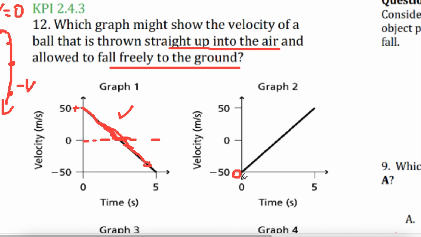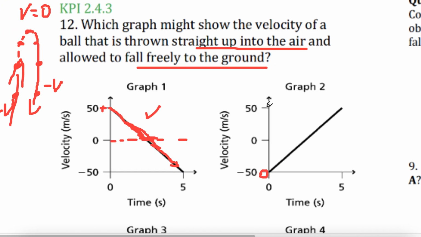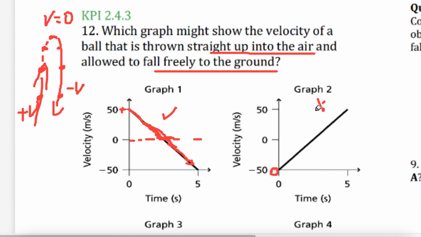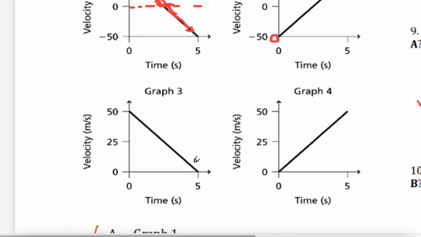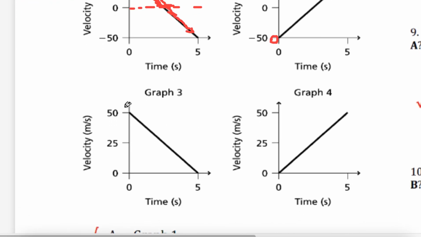Well, I started with a negative velocity. Up is positive, so that's the reason why this is wrong. Looking at graph number 3, what's wrong with this one? Well, if you look at it, it did start from the positive, it did slowly go there, but then it finished over here.